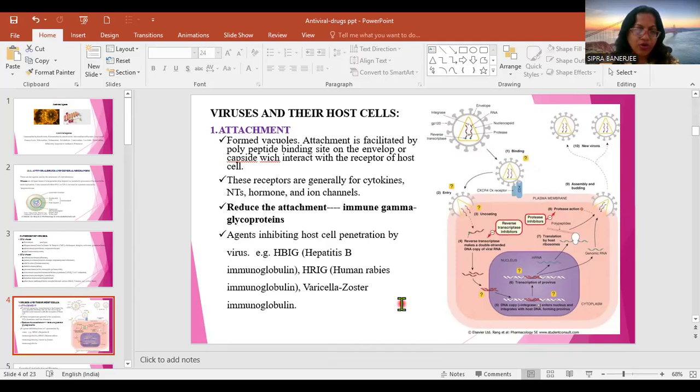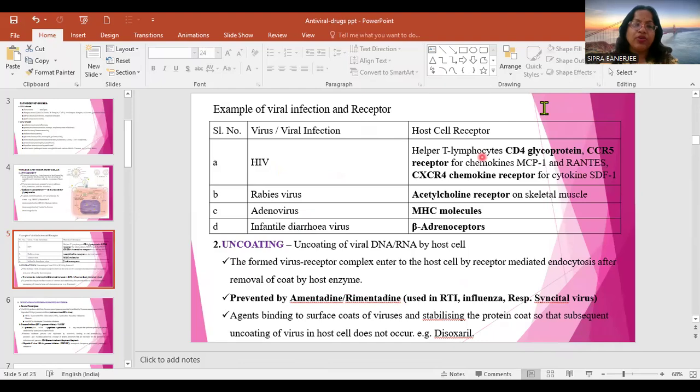Now again we have to go for the different viral infections and receptors, like HIV. HIV affects the helper T lymphocyte or CD4 glycoprotein or CCR5 receptor for chemokines, and different receptors are there which will be binding. Now the rabies virus binds the acetylcholine receptor on skeletal muscle. Then there are some adenoviruses which act on MHC molecules. Next, infantile diarrhea viruses bind the beta adrenoreceptor, like this.